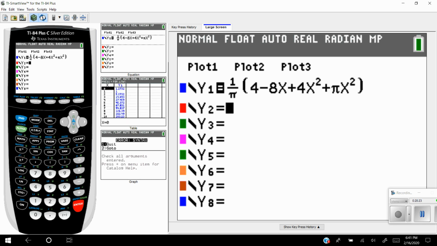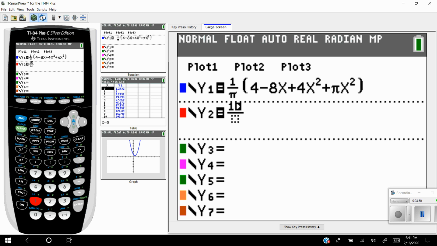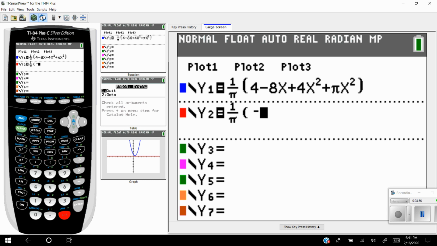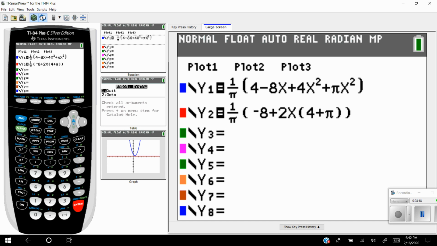And then I also need the derivative function. So 1 over pi times negative 8 plus 2x times 4 plus pi. Okay.